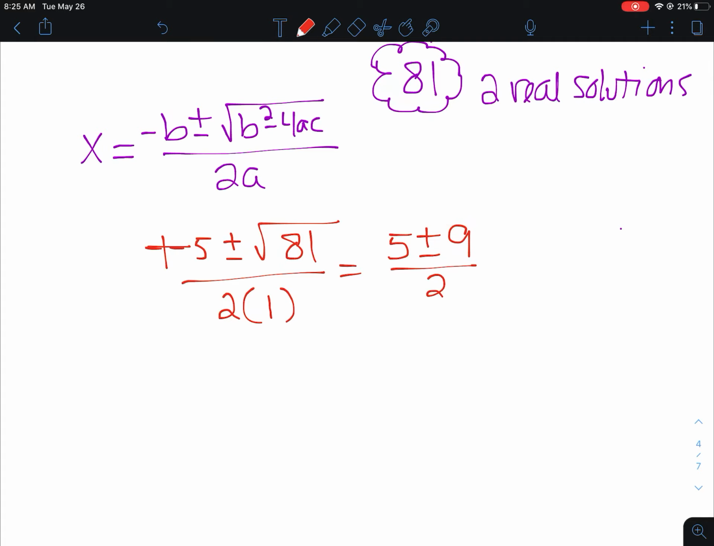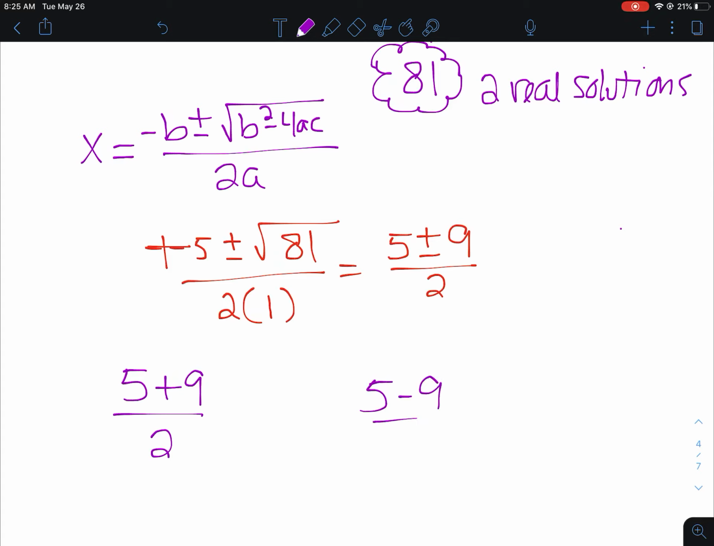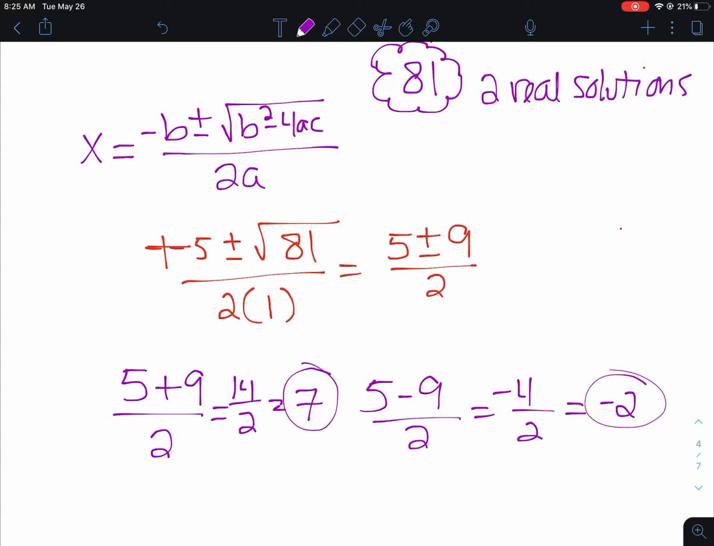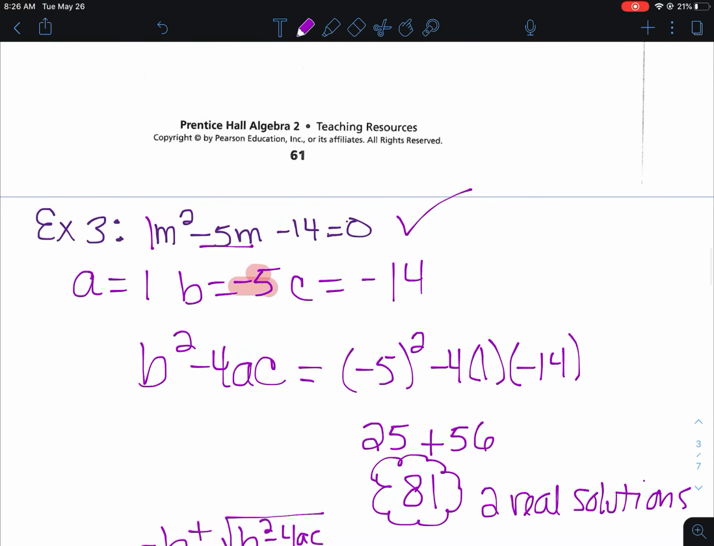Because there's no radical here anymore, let's keep going and actually find the two numbers. So my two solutions, one of them would be 5 plus 9 divided by 2, and the other is 5 minus 9 divided by 2. Well, 5 plus 9 is 14 over 2, which would be 7. 5 minus 9 is negative 4 over 2, which is negative 2. So my two zeros are 7 and negative 2. Interesting that those came out to whole numbers.